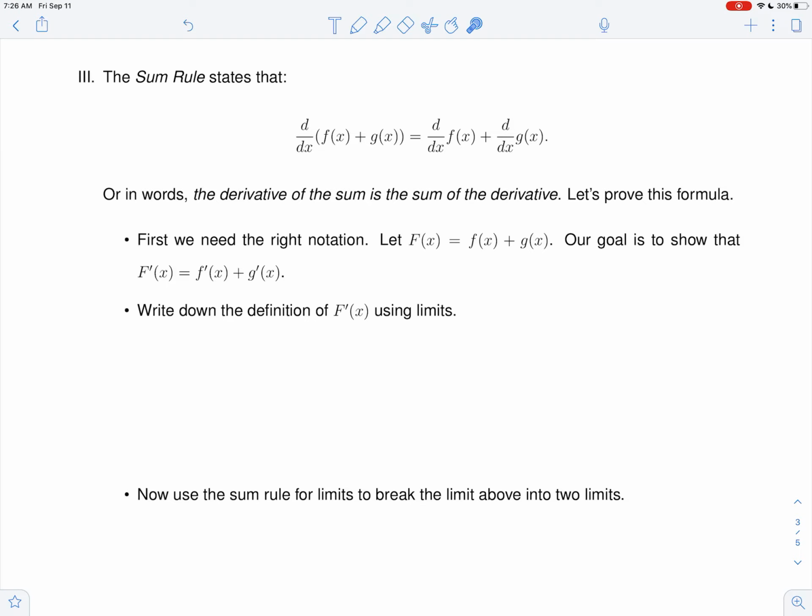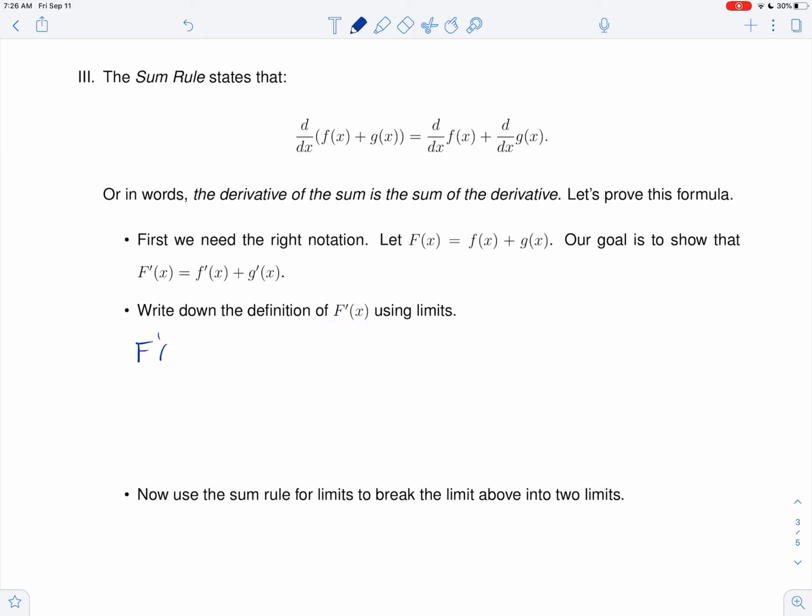So here's the notation that we're going to use. This kind of helps figure it out. We're going to let big F be the sum of our functions, and our goal is to compute big F prime. If big F is little f plus little g, then what we need to show is that big F prime is little f prime plus little g prime. And so let's write down the definition of big F prime using limits. And so here we go.